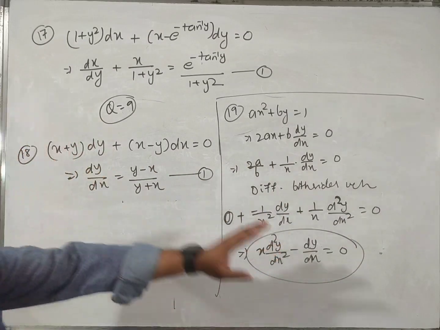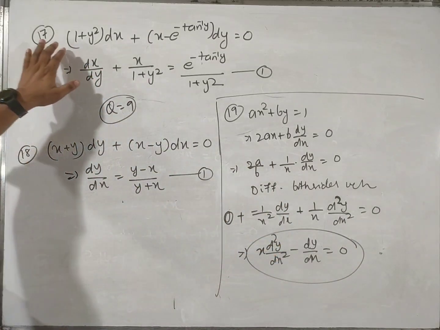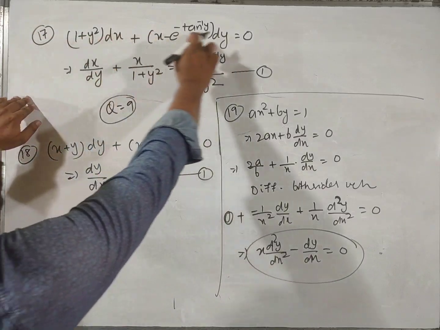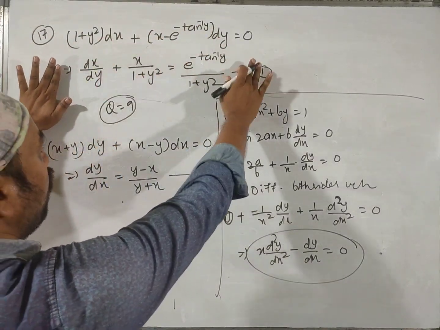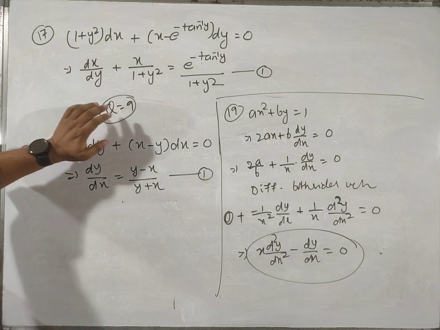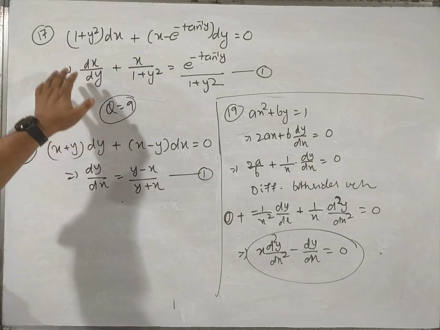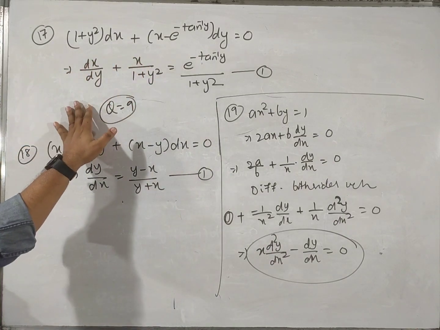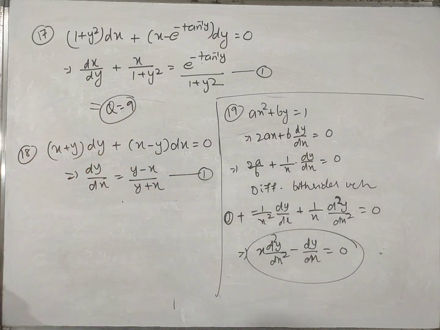So here these are the last 3 questions. Question number 17, and here it is the given question, and we can express it in the form of a given differential equation, and you can see that this is exactly equal to question number 9, which we have just solved. So no need to solve it further.